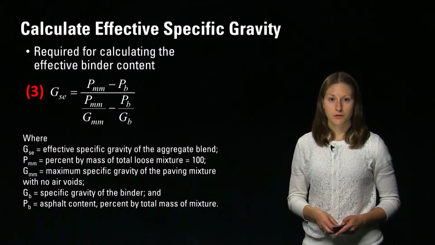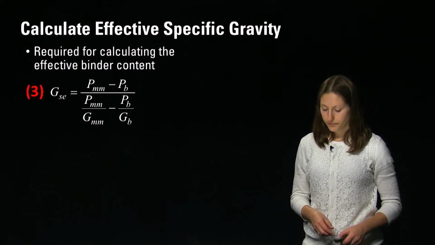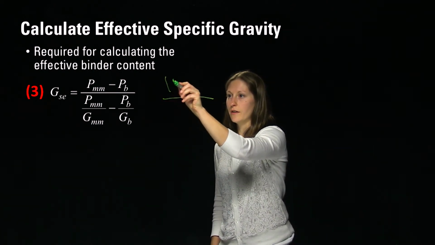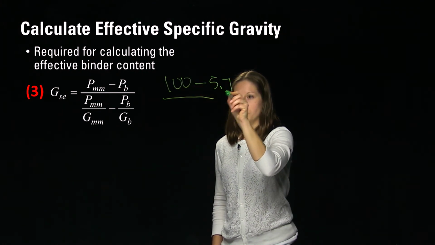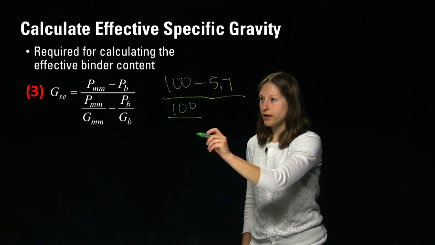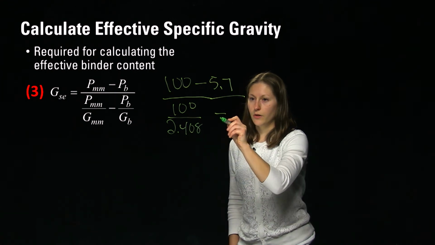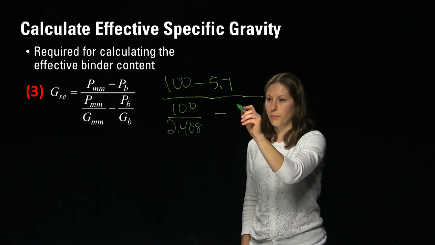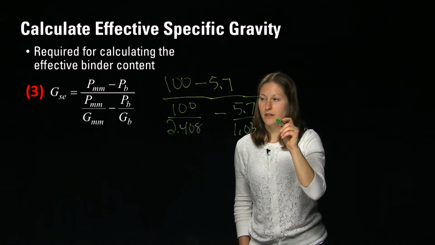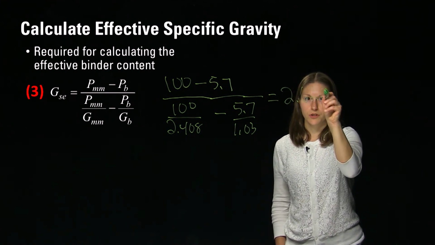We'll calculate equation 3 based on our results of our initial trial asphalt content. For our initial trial asphalt content, our binder content was 5.7% by mass of the mixture. And we measured our theoretical maximum specific gravity to be 2.408. And we're given that our binder specific gravity is 1.03. This gives us a calculation for our effective specific gravity of 2.620.